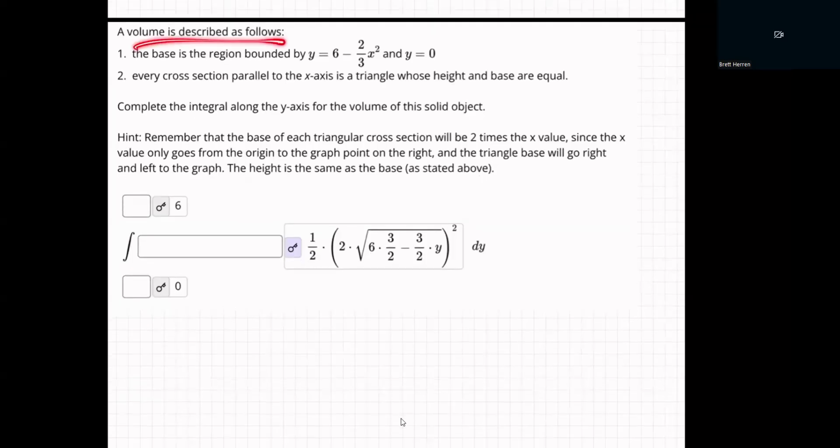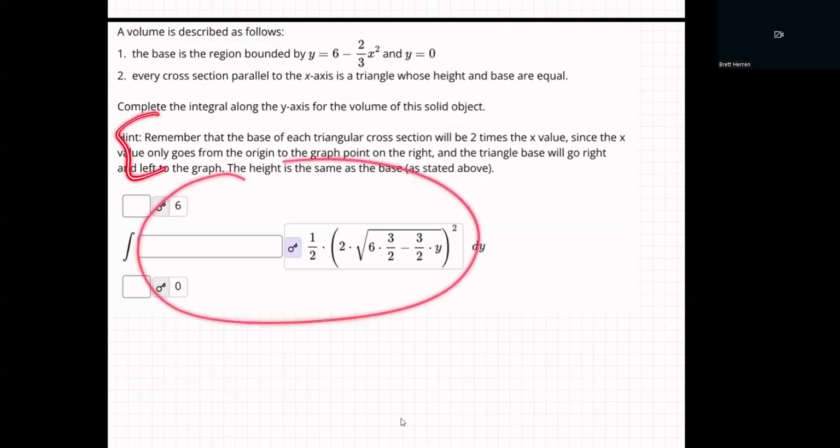A volume is described as follows. The base is the region bounded by that equation and that equation. In every cross-section parallel to the x-axis is a triangle whose height and base are equal. Complete the integral along the y-axis for the volume of the solid object. Okay, there's the answer, and they get a big hint. We'll get back to that hint.